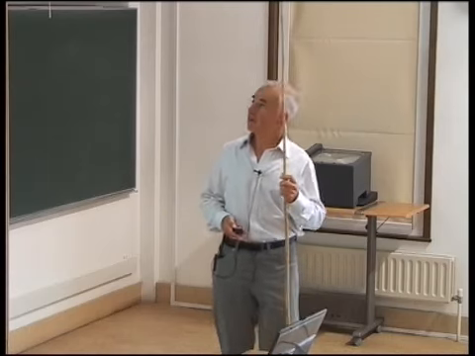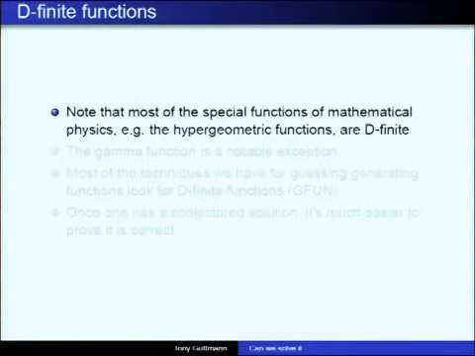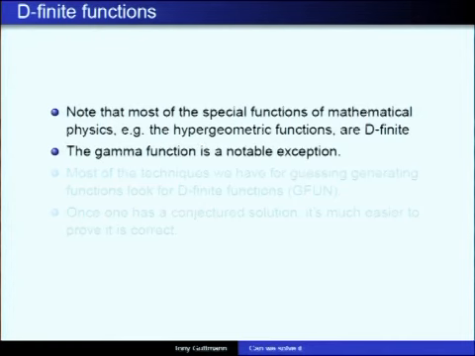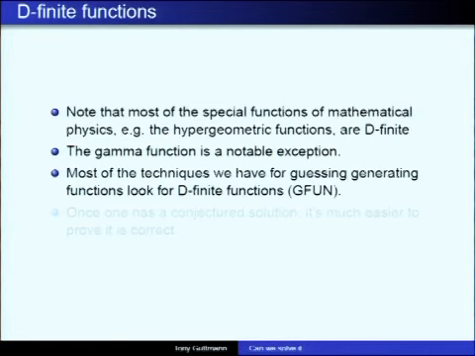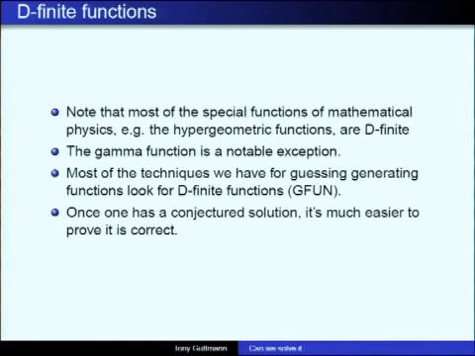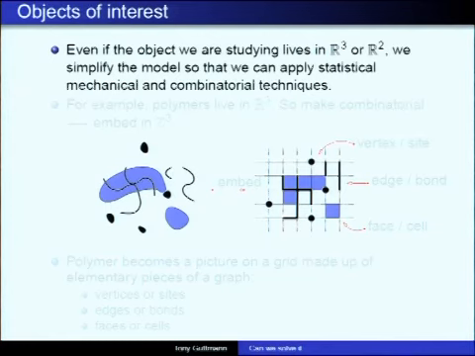Okay, so just to give you a bit of familiarization with these differentially finite functions, note that most of the special functions of mathematical physics, such as the hypergeometric functions, are D-finite. The gamma function is a notable exception. Most of the techniques we have for guessing generating functions look for D-finite functions. There's this well-known piece of software, GFun, which is part of Maple, which enables you to find underlying differential equations from a power series expansion. And once one has a conjectured solution, it's much easier to prove that it's correct.